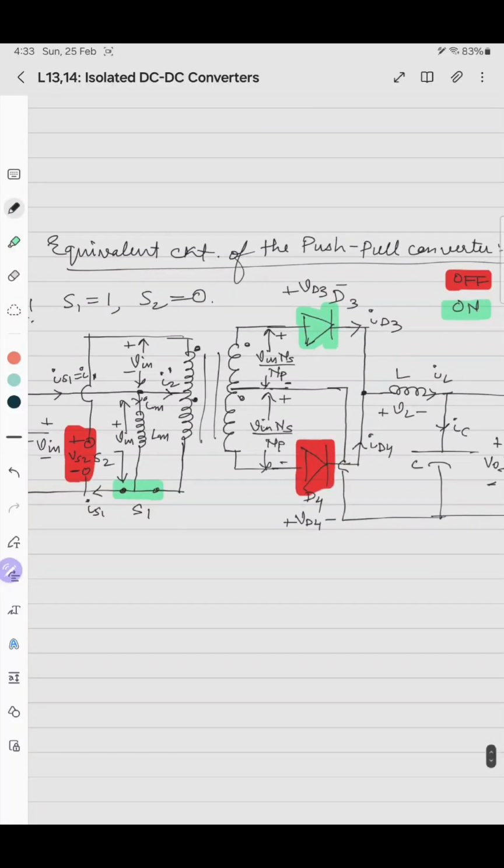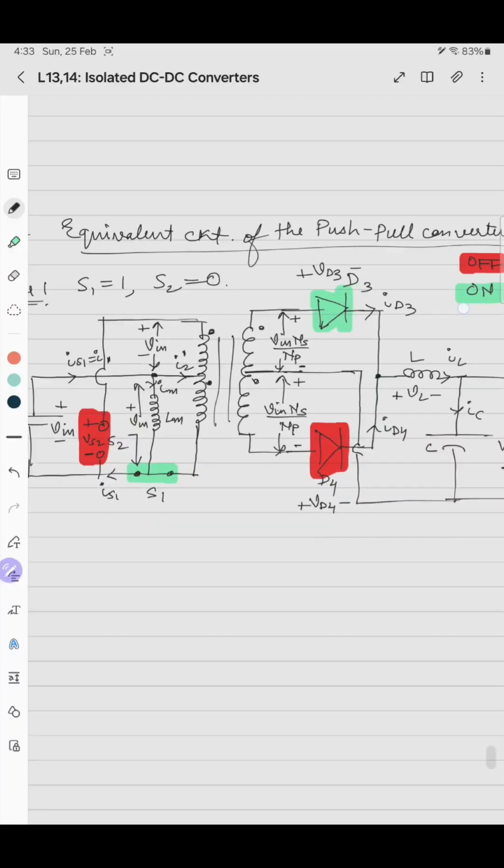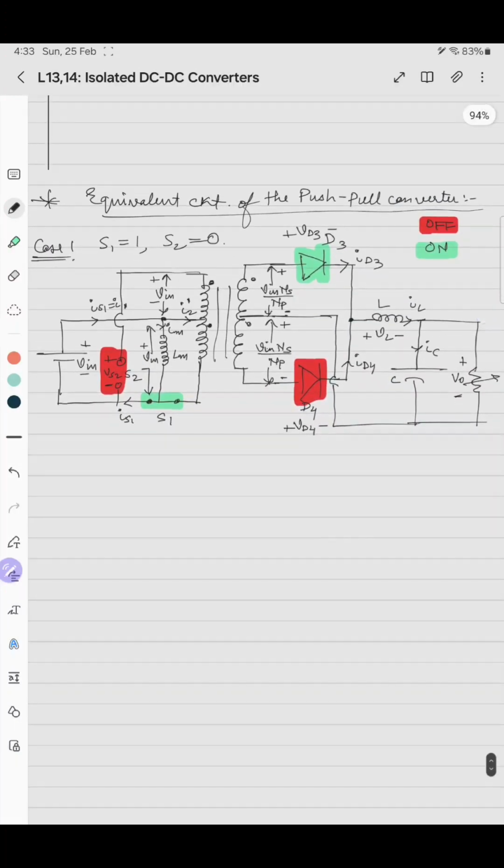Okay, so what happens is, when S1 is on, this core is getting magnetized because plus V current is flowing through here. So we'll write the values of each of the parameters. So what is VS1? VS1 is 0.